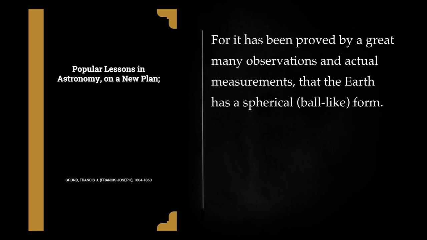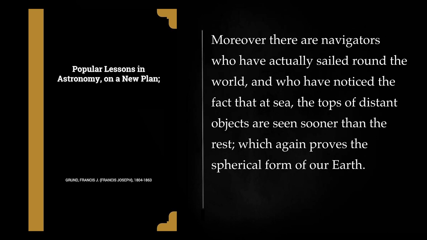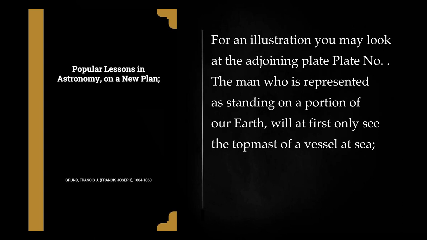For it has been proved by a great many observations and actual measurements, that the Earth has a spherical, ball-like form. Moreover, there are navigators who have actually sailed round the world, and who have noticed the fact that at sea, the tops of distant objects are seen sooner than the rest, which again proves the spherical form of our Earth. For an illustration you may look at the adjoining plate.